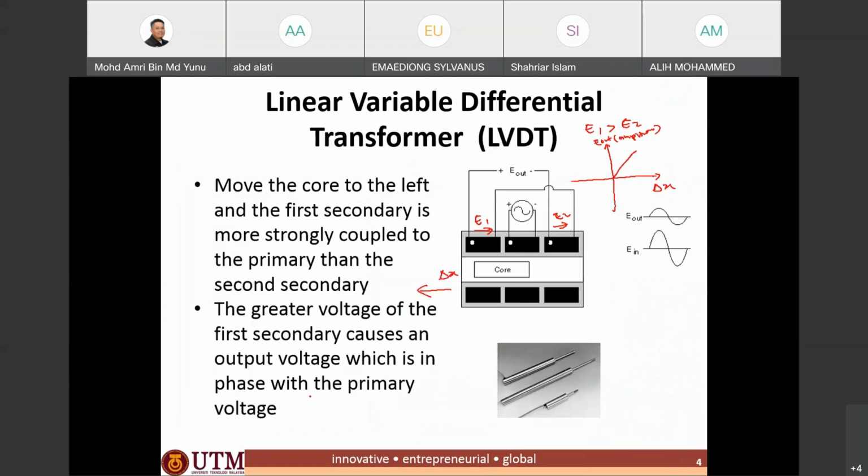Okay, so this is what I have explained basically. So again, when the core moves to the left, the first secondary is much stronger, so the linked magnetic field is much larger than the secondary part. Okay, so the output voltage is in phase with the primary voltage basically.